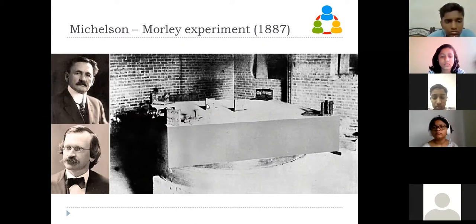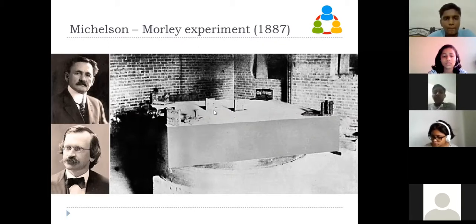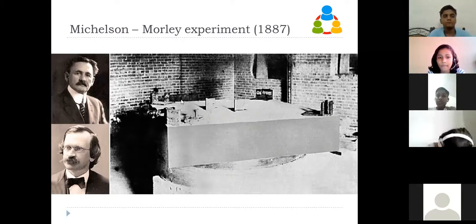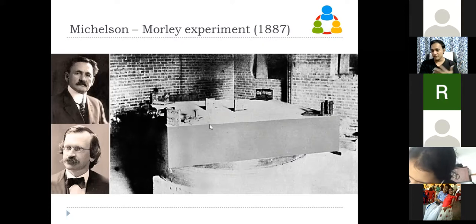How to measure this, and all the experiments get the same result, which is what they call the famous null. Null means zero, nothing. So this experiment is called the famous null result, because they were expecting a difference in speed, but what they got is zero. So that is called the famous zero, or famous null. Then many people came up with many theories to explain this.